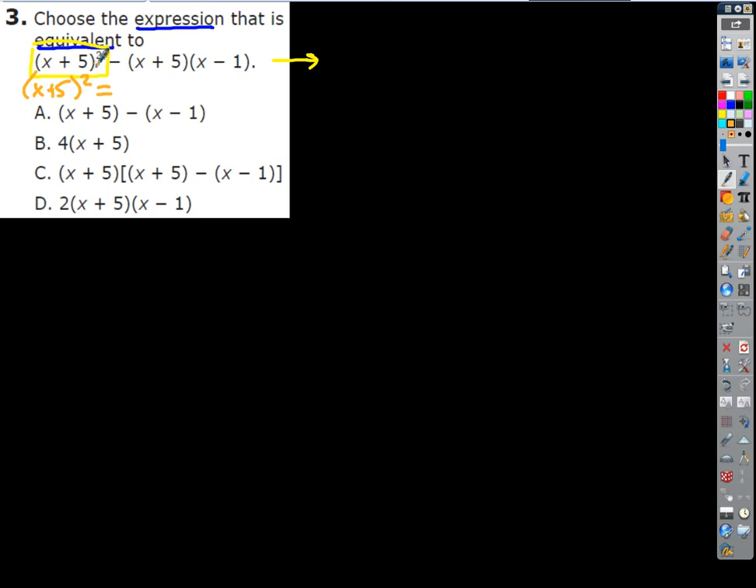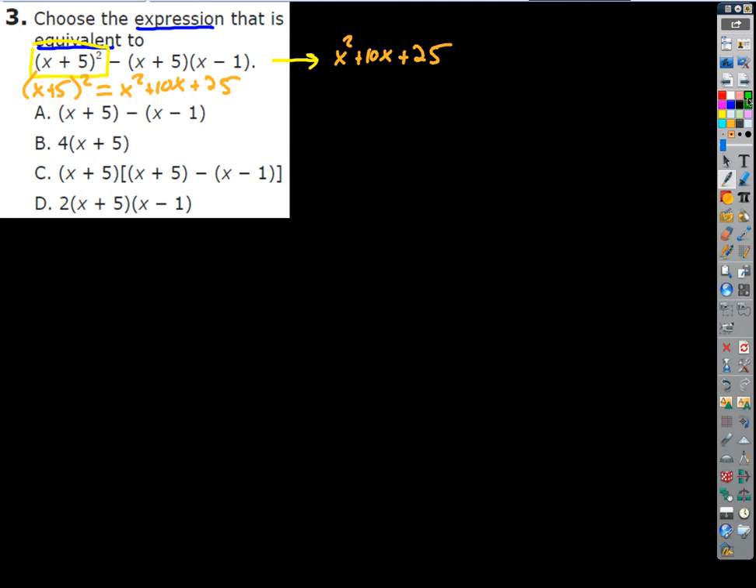So our pattern would be a squared plus 2 times the product of a and b. Well, x times 5 is just 5x, times 2 is 10x. And then 5 squared, 25, right? Good. And so there's that part, right? So we're going to get x squared plus 10x plus 25, right?